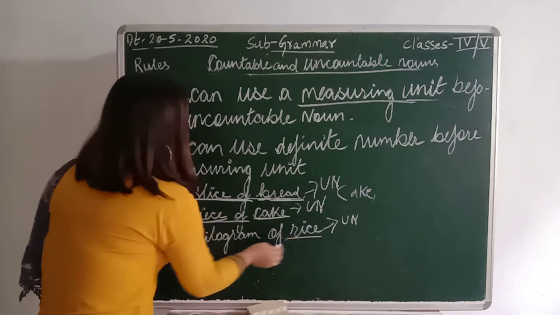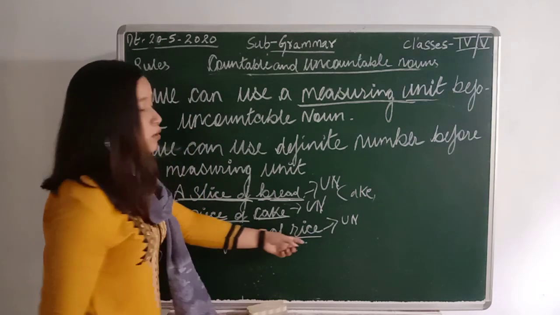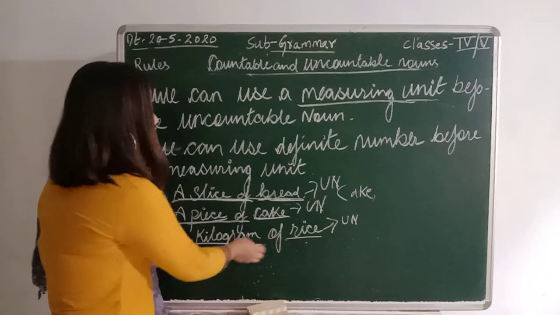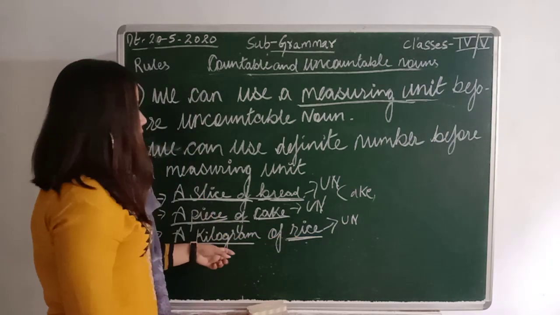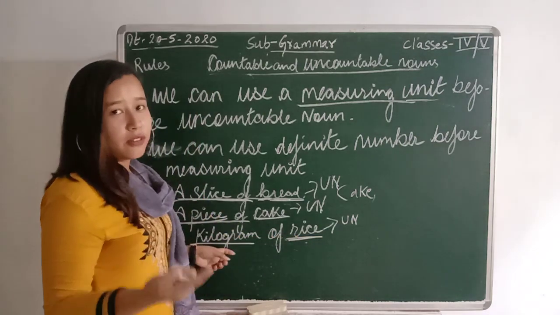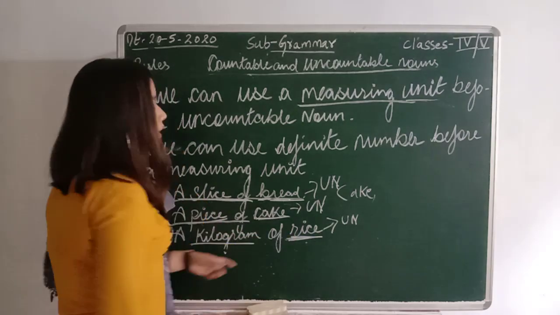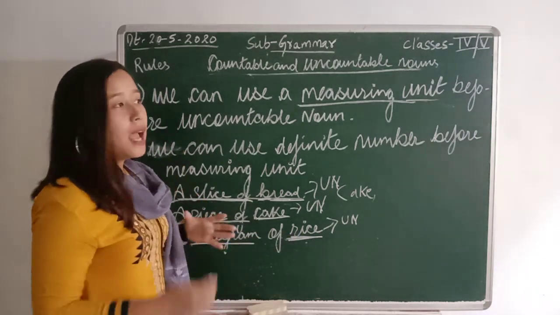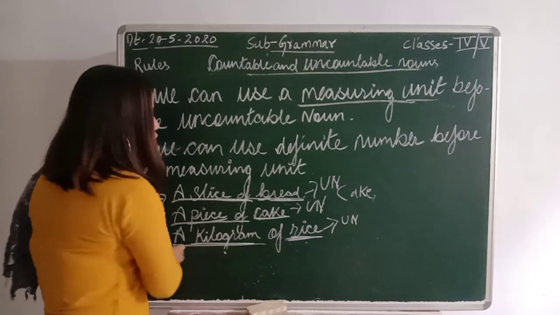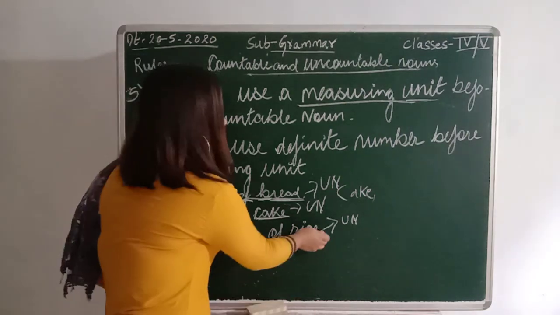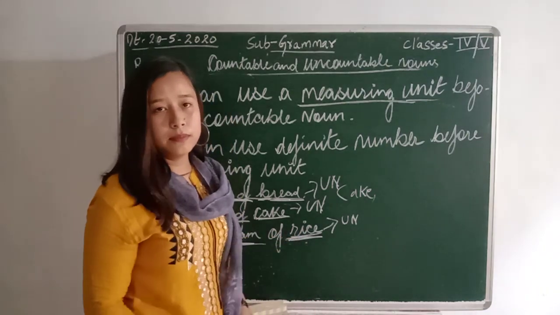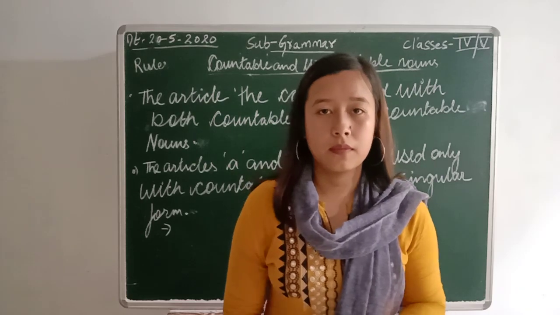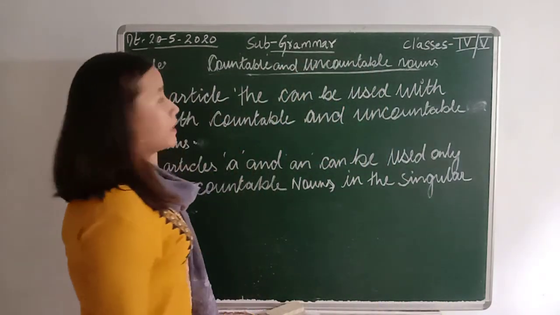So we can only measure rice. So we can only measure it with kilograms. We have to say 1 kilogram, 2 kilograms of rice. So it can only be measured, and we have to add some suitable words before uncountable nouns. So we will see the next rule.